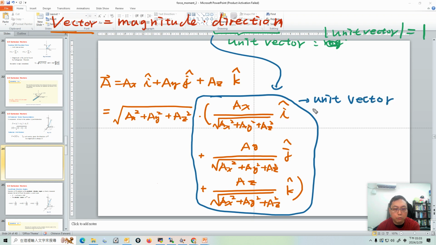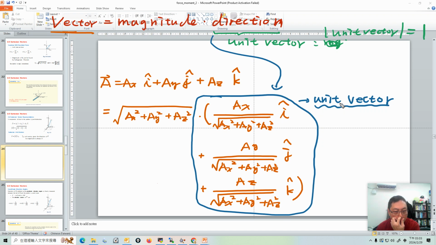Okay. So how to calculate the unit vector? Actually, it's very simple. Suppose you are given a vector, how do you calculate the unit vector? First of all, just calculate its norm or its magnitude. And your unit vector is just the x component divided by the magnitude, times i, plus the y component divided by the magnitude, times j, plus the z component divided by the magnitude, times k.